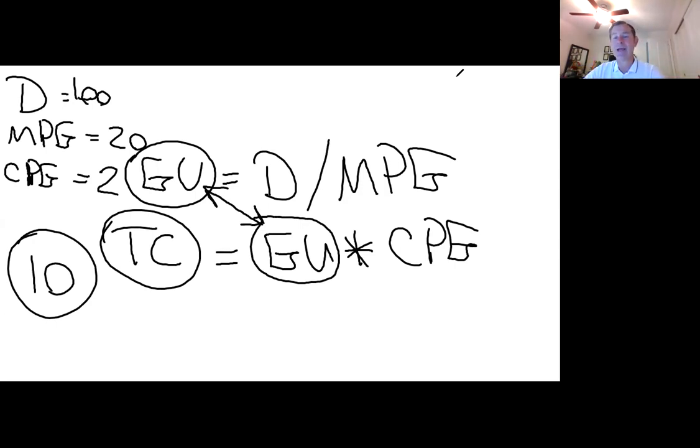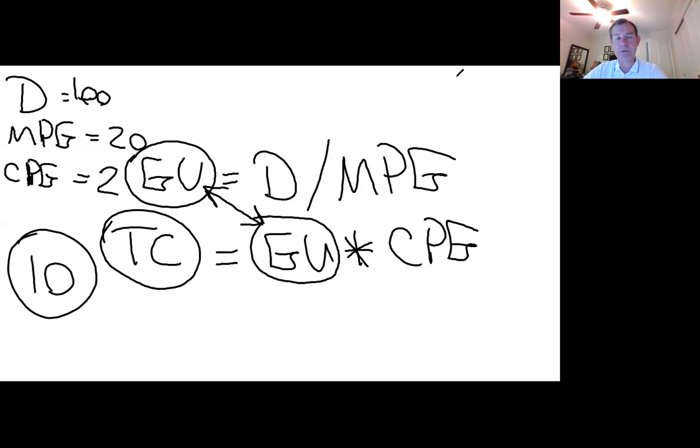I can't do gallons used times cost per gallon equals trip cost, and then do gallons used equals distance divided by miles per gallon. Because otherwise my gallons used has a value of 0, right? And then that doesn't give me the correct answer.